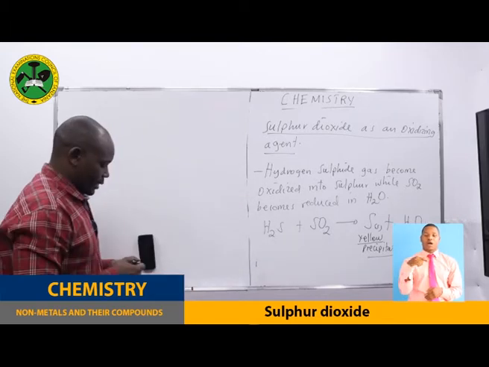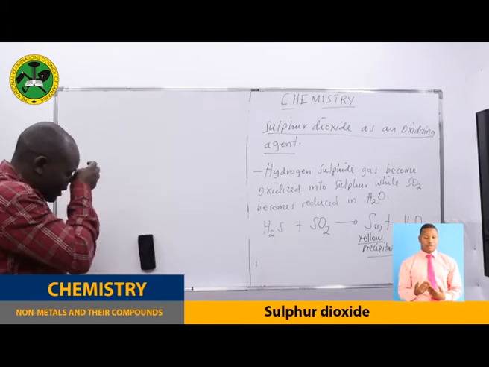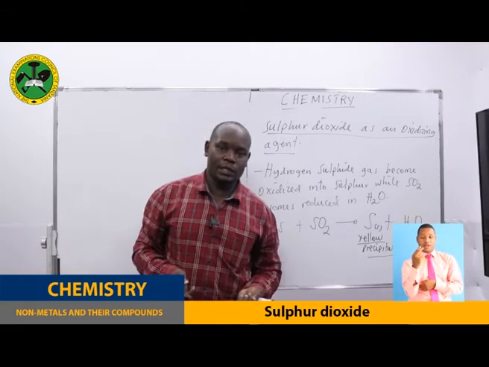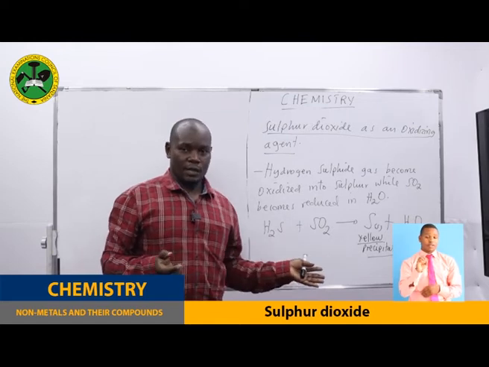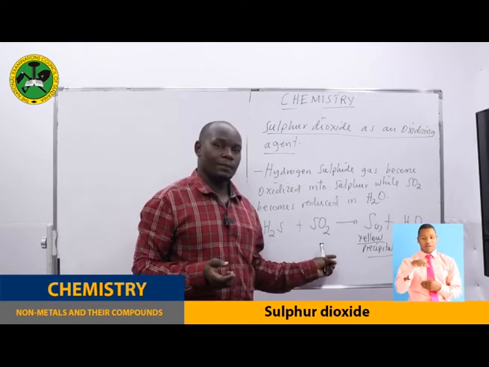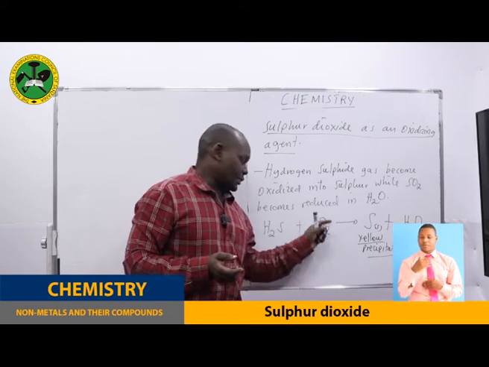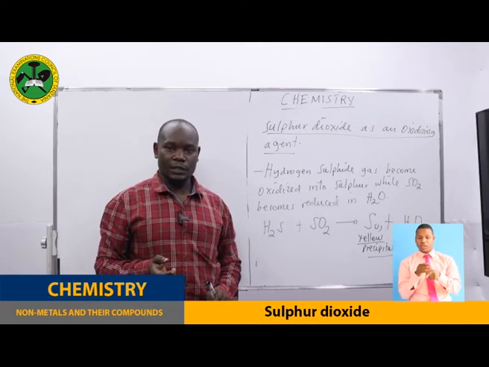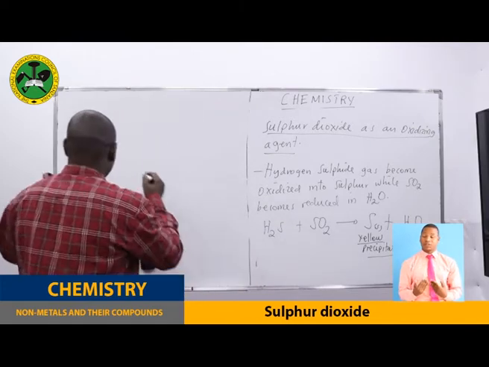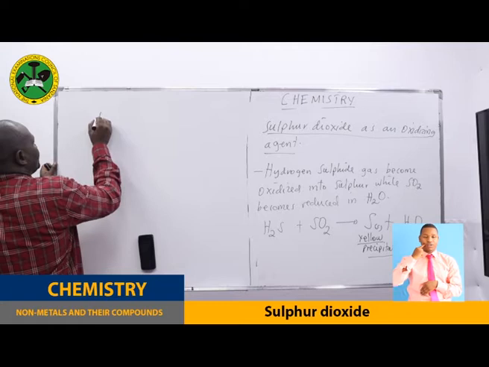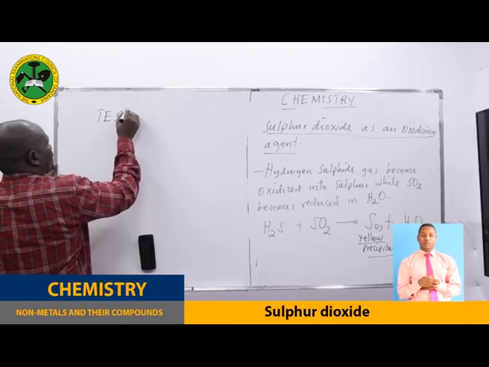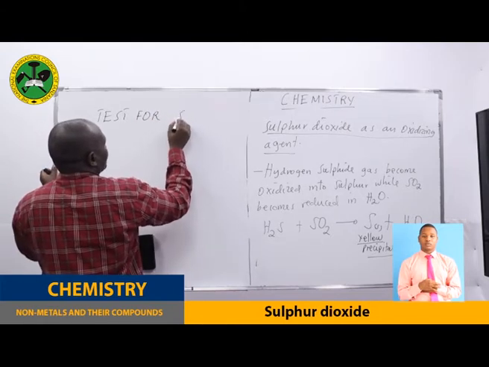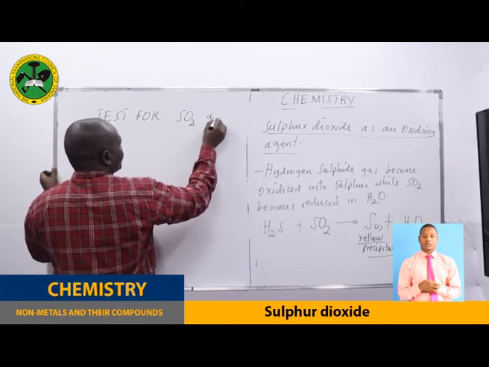From there, let us discuss this. Normally sulfur dioxide is colorless. So if you have been given a gas which is sulfur dioxide, how can you identify that it is sulfur dioxide? So we have a chemical test for sulfur dioxide gas.